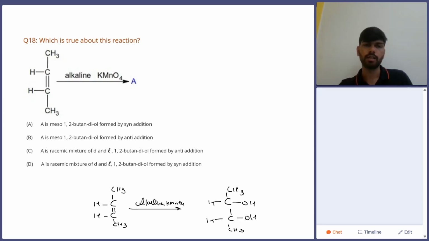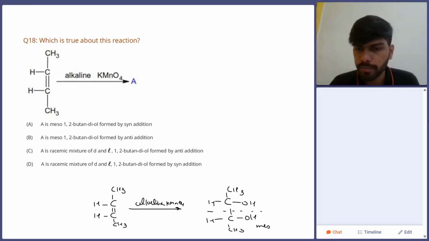So this is going to be a meso compound because they are chiral, but they are having a plane of symmetry, so they are meso compounds. They are optically inactive now. Okay, so we can say here this meso compound will be showing syn addition. Is there any syn addition? See, this is anti, not the right answer. Racemic mixture is also not there.